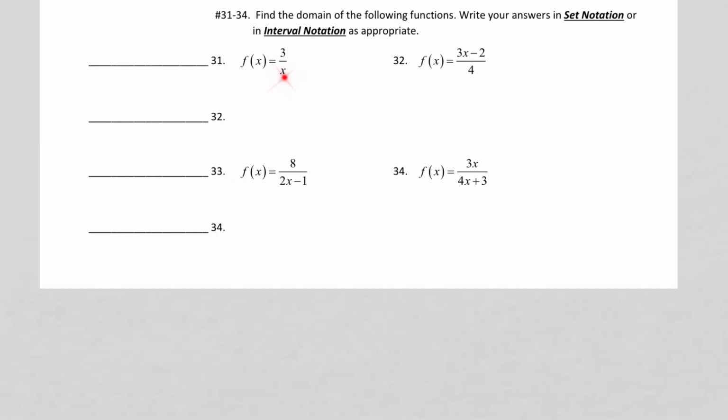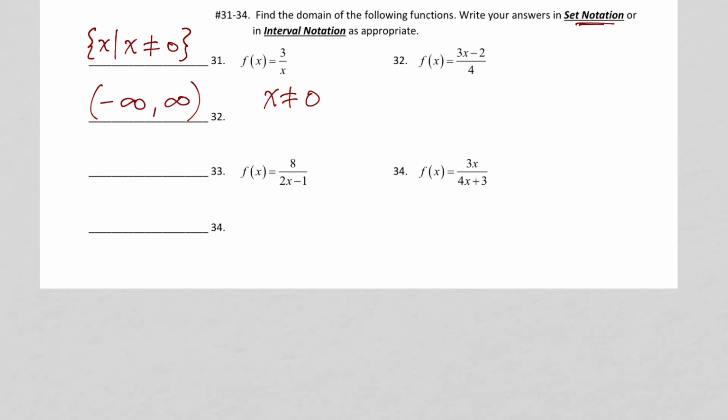Our denominator is not allowed to be equal to 0. So x cannot be equal to 0. To write this in set notation, we'll open up a set and say all the values of x such that x cannot be equal to 0. This is not a variable, so the bottom can never be equal to 0. So there's no restriction on x, so x can be all real numbers.